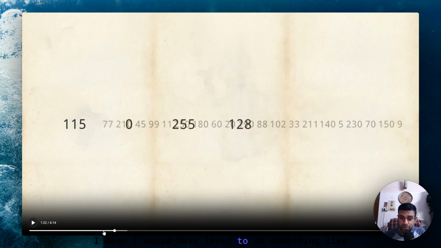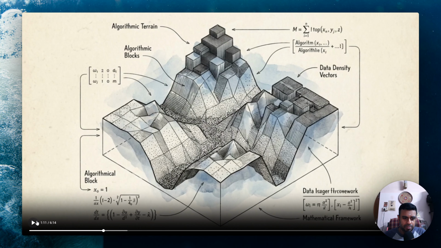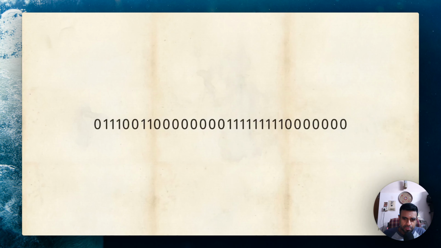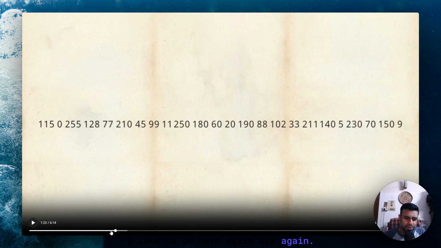I would have loved to do something like this to illustrate. And if this is possible just using AI, it's simply phenomenal. Of instructions. At its base level, a malware binary is a one-dimensional string of zeros, unsigned. I like to go here again and again. And then what's even more amazing is the following, right?